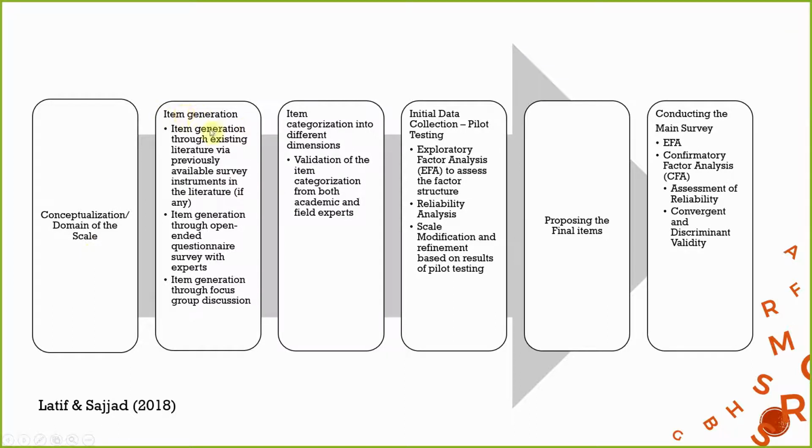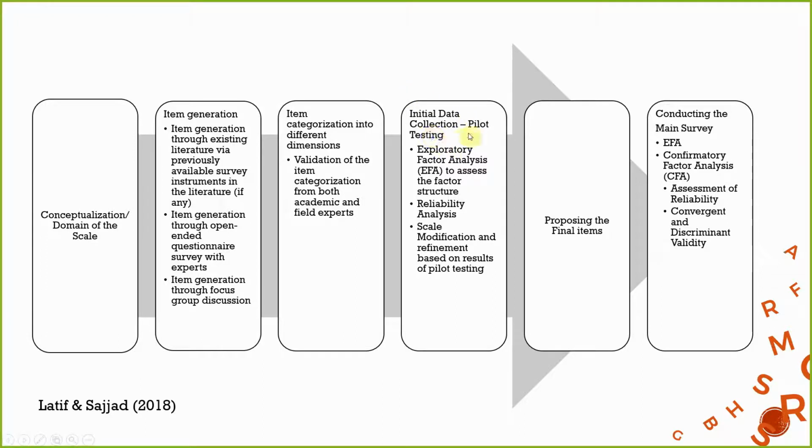The next step is item generation. Again, we go to the experts and the literature. We might conduct interviews or focus group discussions to generate our items. The next step is item categorization into different dimensions. For example, once we've got 40, 50, 60 items, we categorize them, talk to the experts about that categorization, and validate it through the experts. The content validity, the face validity.